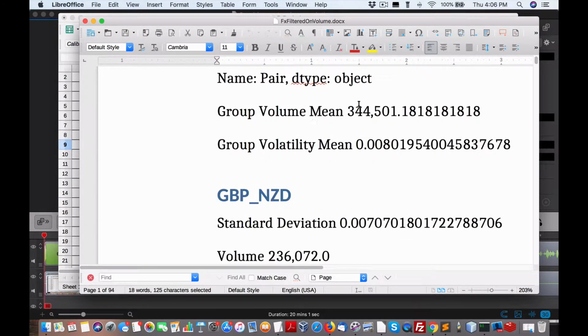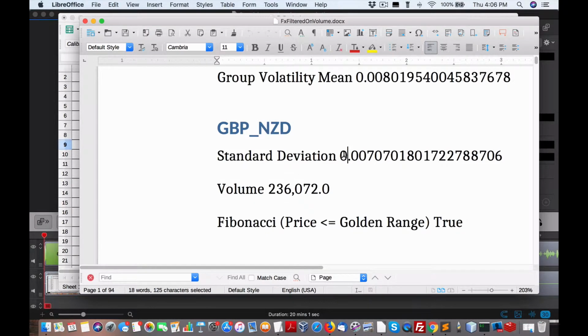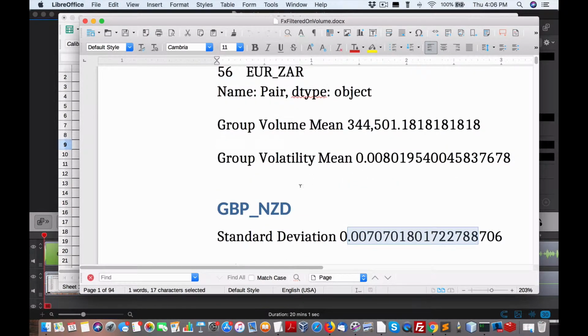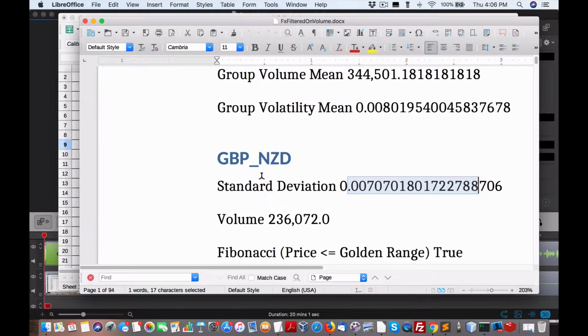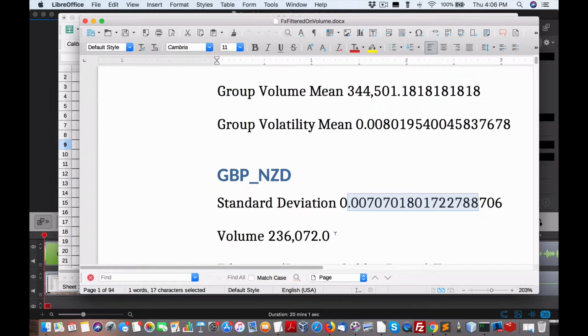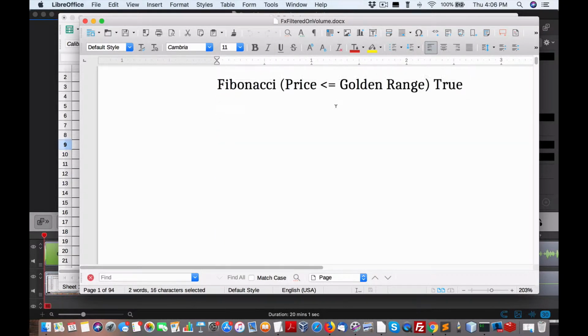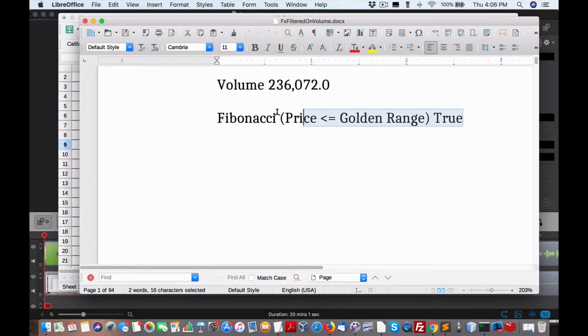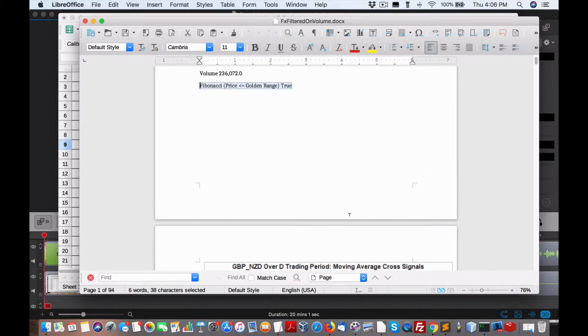Once again, we have the group mean, volume mean, and the volatility mean. You can compare these single ones. So for instance, the British New Zealand is lower than the volatility of the group. The volume is not as high as the average or group mean, but this one may be useful because it's within the golden range of that Fibonacci levels.